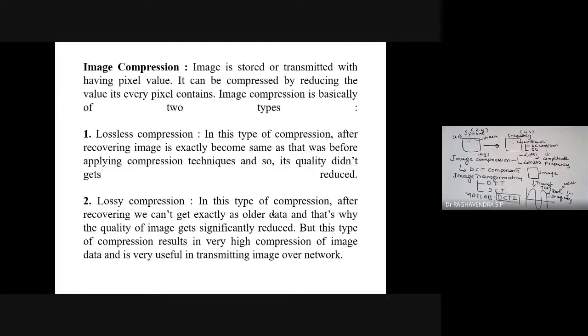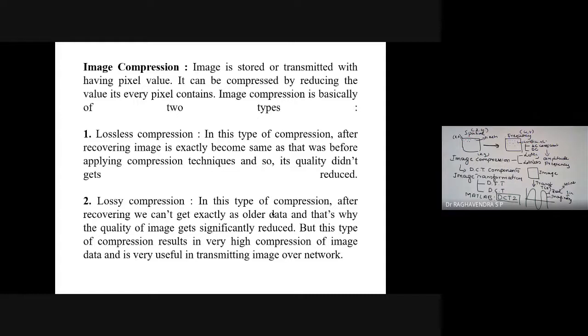So basically, I have already explained all these things. The technique of image compression is nothing but the storage or transmission of the image by reducing the storage size. It can be compressed by reducing the values of every pixel. Sometimes it is very difficult to reduce the pixel values, so that is why we need transformation into the frequency domain.